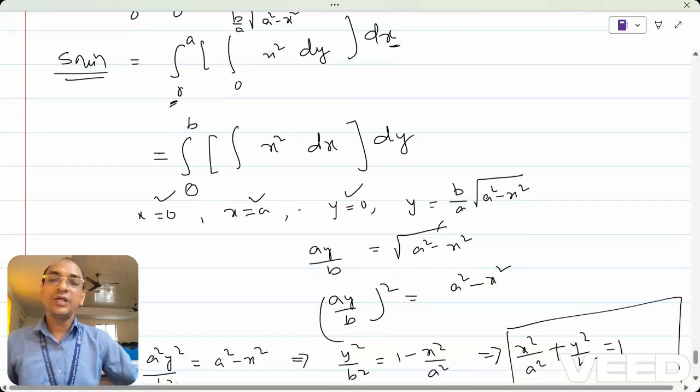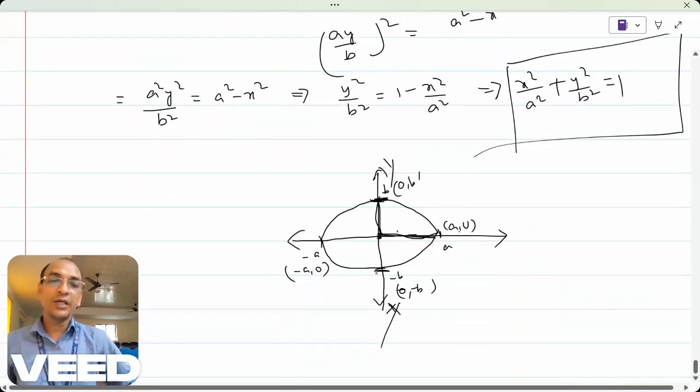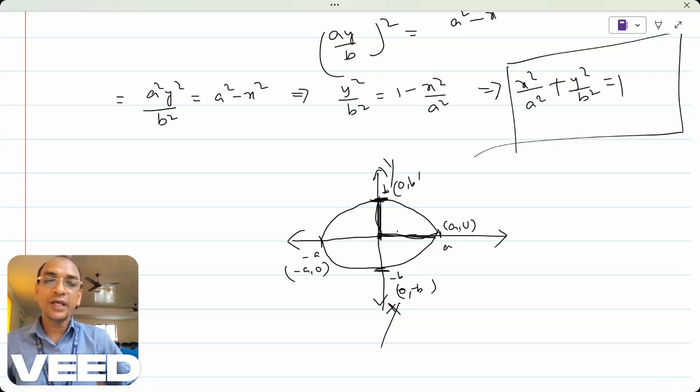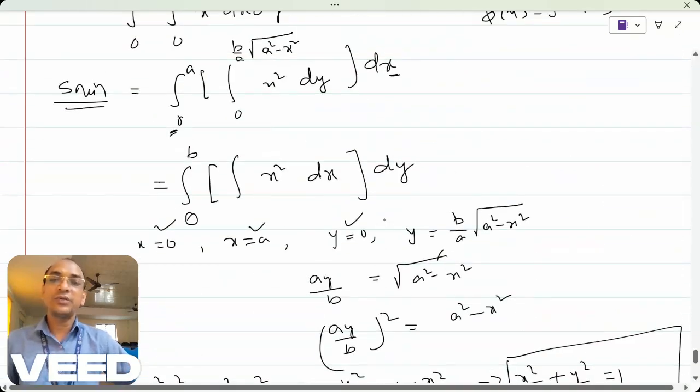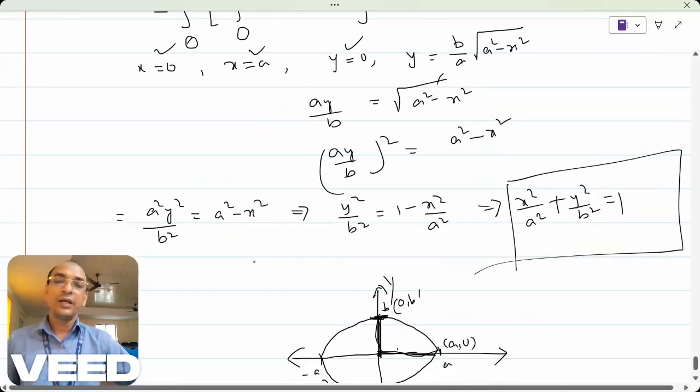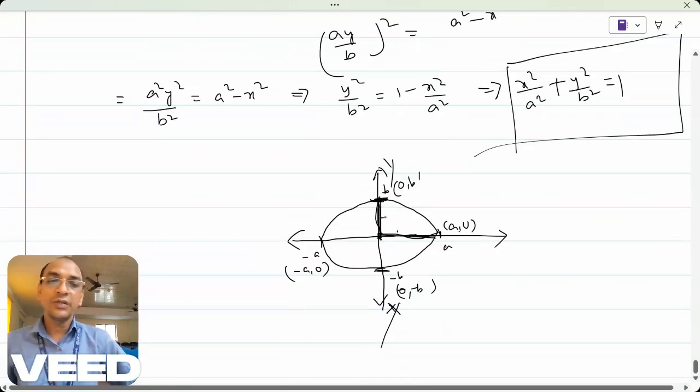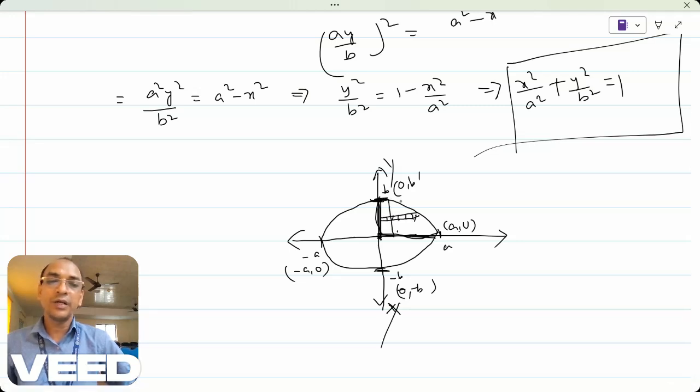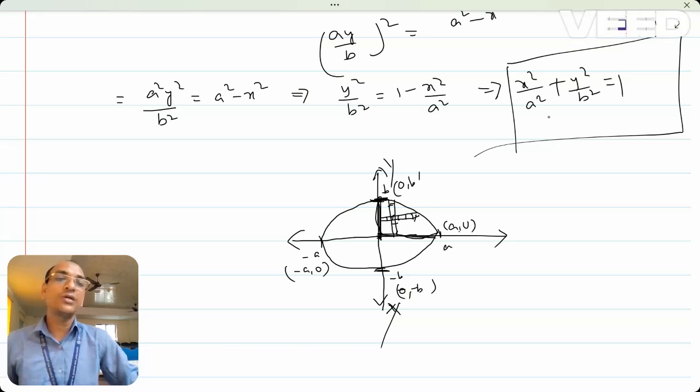Now I will see the limit for x. Limit for x means left to right. On the left side, the x value is nothing but the y axis, and at the y axis x equal to 0. So I can write the lower limit of x equal to 0. And what will be the right hand side? This will be the limit of x. Y is from 0 to b, x is from 0 to this curve. This curve means we have to write x in terms of y. Originally it was given y in terms of x, now we will write x in terms of y.